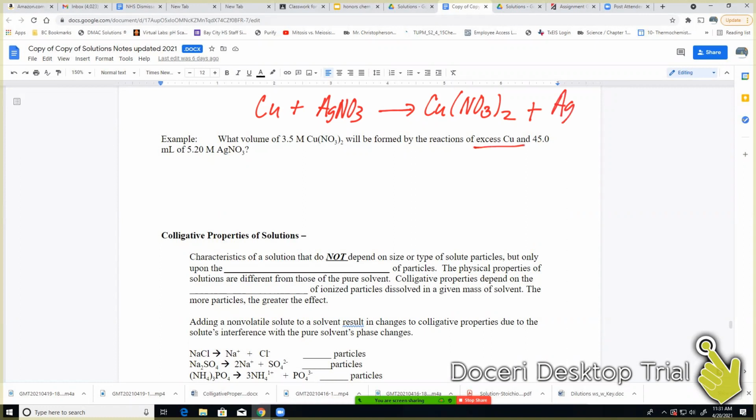Excess tells me it's not a limiting reactant problem. So the last thing I need to do is a little bit of balancing. I think that gets everything balanced. So what volume of 3.5 molar copper nitrate will be formed by the reaction of excess copper, so I don't have to worry about copper, and 45 mL of silver nitrate?